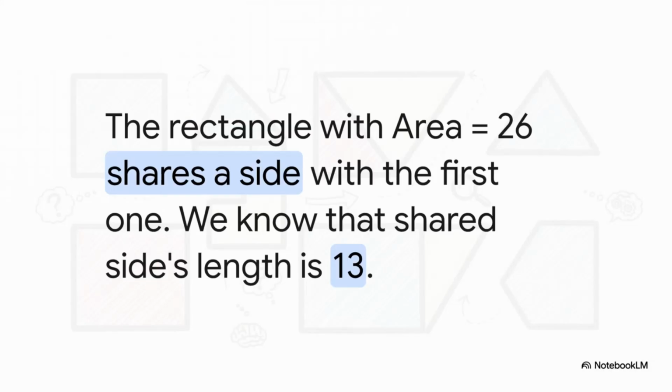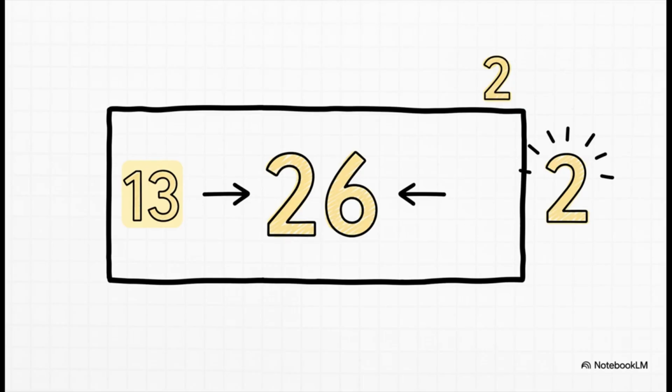Now for our next tool, the shared boundary rule. See the rectangle with area 26? It's sitting right next to our first one, which means they share a side. And since we already figured out that shared side is 13, we can just slide that piece of info right over. And this is where the magic happens, you see? The puzzle just starts to solve itself. We know the area is 26, and we know one side is 13. So using our area formula backwards, what's 26 divided by 13? It's 2. Boom! We've just found another dimension.